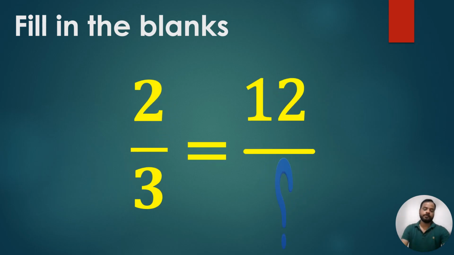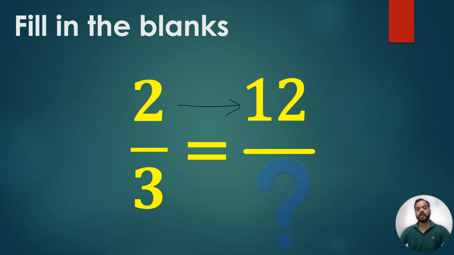Now next example. We are given a fraction 2 by 3 and we have to calculate the denominator. Since the equal to sign is given here, this means that this will give you an equivalent fraction. So we know that to get an equivalent fraction, we multiply the numerator and denominator with the same number. So to get 12, what should we multiply in 2?